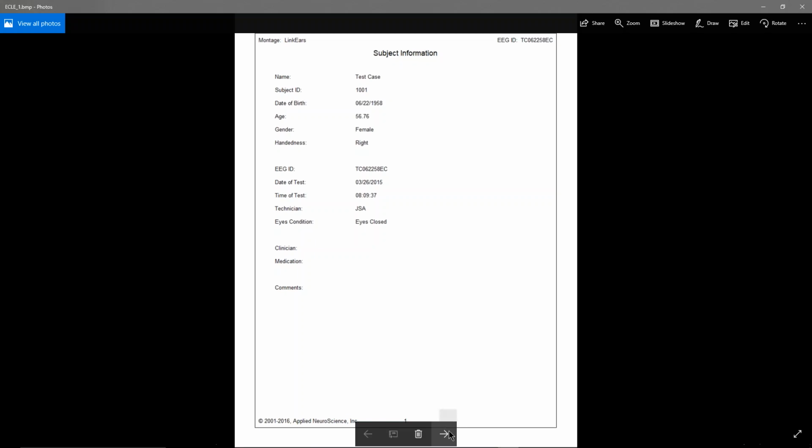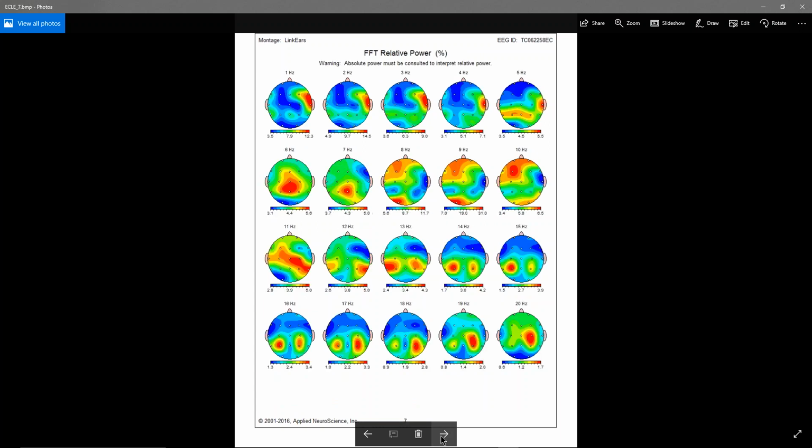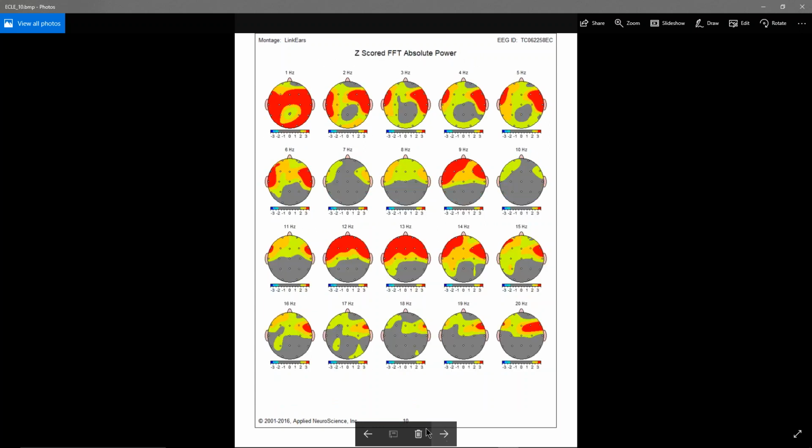And so now we have to decide what we're going to do with this person, what kind of training we might want to do. The simple approach is just to go to these topographic maps and say, okay, let's train the areas that are red. But in this particular case, we've got so many areas that are red that we'd have a hard time knowing where to start.